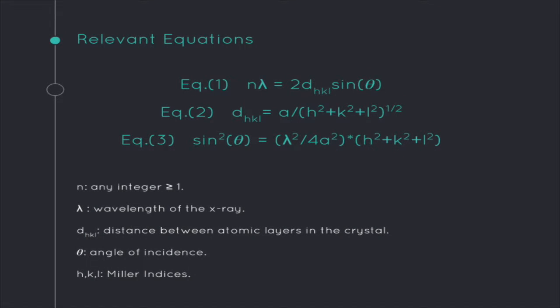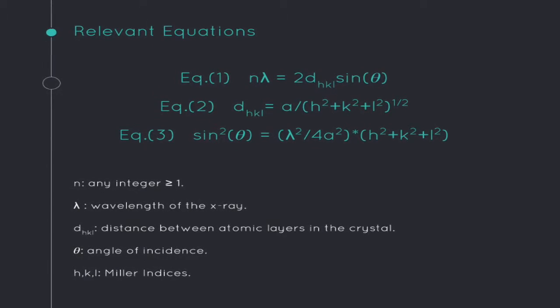There are three main equations you will use in this experiment. The first is Bragg's law, which is n times lambda is equal to 2 d_hkl times sine of theta. Equation 2 relates the interplanar spacing of a cubic system to the Miller indices. d_hkl is equal to a over h squared plus k squared plus l squared, all raised to the 1/2. Equation 3 is sine squared theta is equal to lambda squared over 4a squared times h squared plus k squared plus l squared. n is any integer greater than or equal to 1.